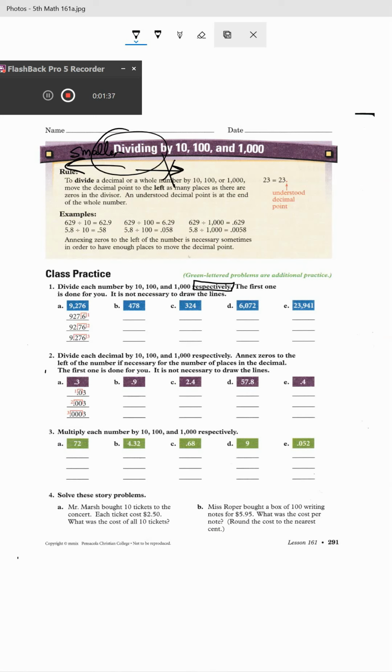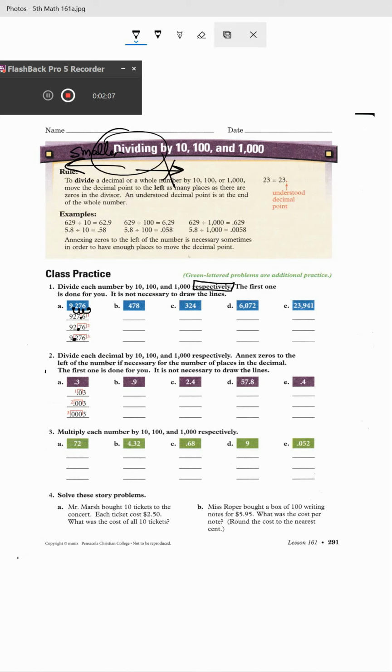So if we have 9,276, the decimal is right here. So if we divide by 10, we move the decimal there. And you see down here they have it. If you divide by 100, you move it over twice. If you divide by 1,000, the decimal comes here. So here's the decimal divided by 10, divided by 100, divided by 1,000.